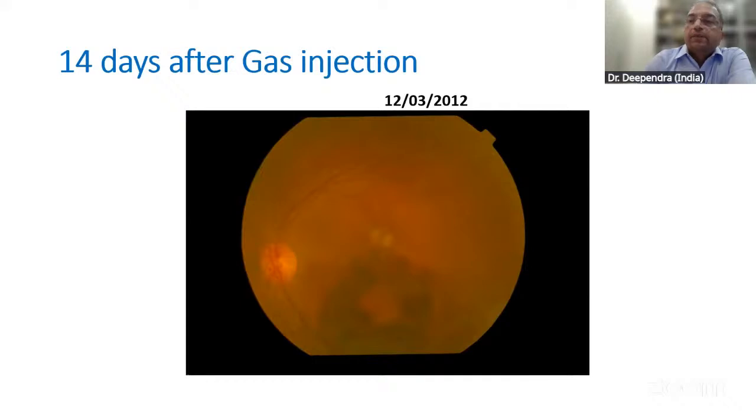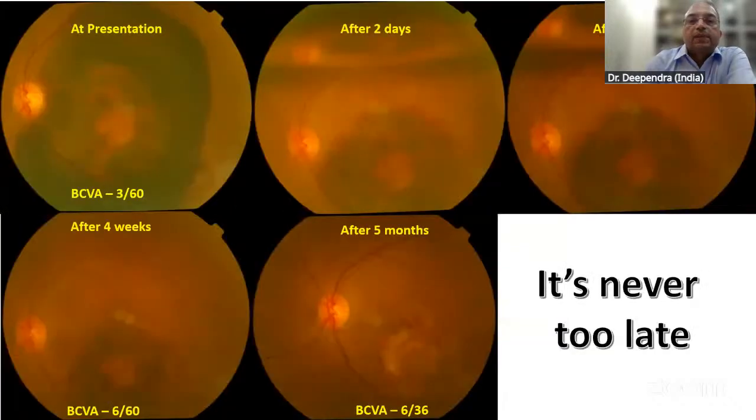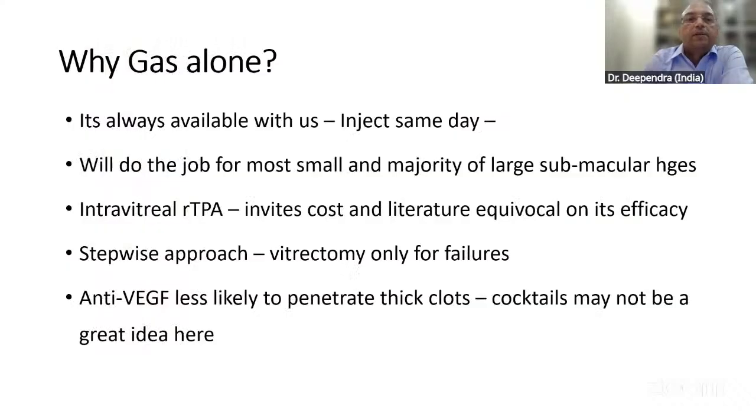And another thing which I noticed in this case was that displacement kept on happening every week. And that's the reason you try to use longer acting gas in these large submacular hemorrhages. And obviously then we treated her CNVM also. So that actually also tells us that it's never too late. If you have a patient who can't afford surgery or TPA, giving pneumatic displacement as a trial is also a very good option. And I am a very strong advocate of using gas alone as a primary treatment for most patients. And these are the main reasons.